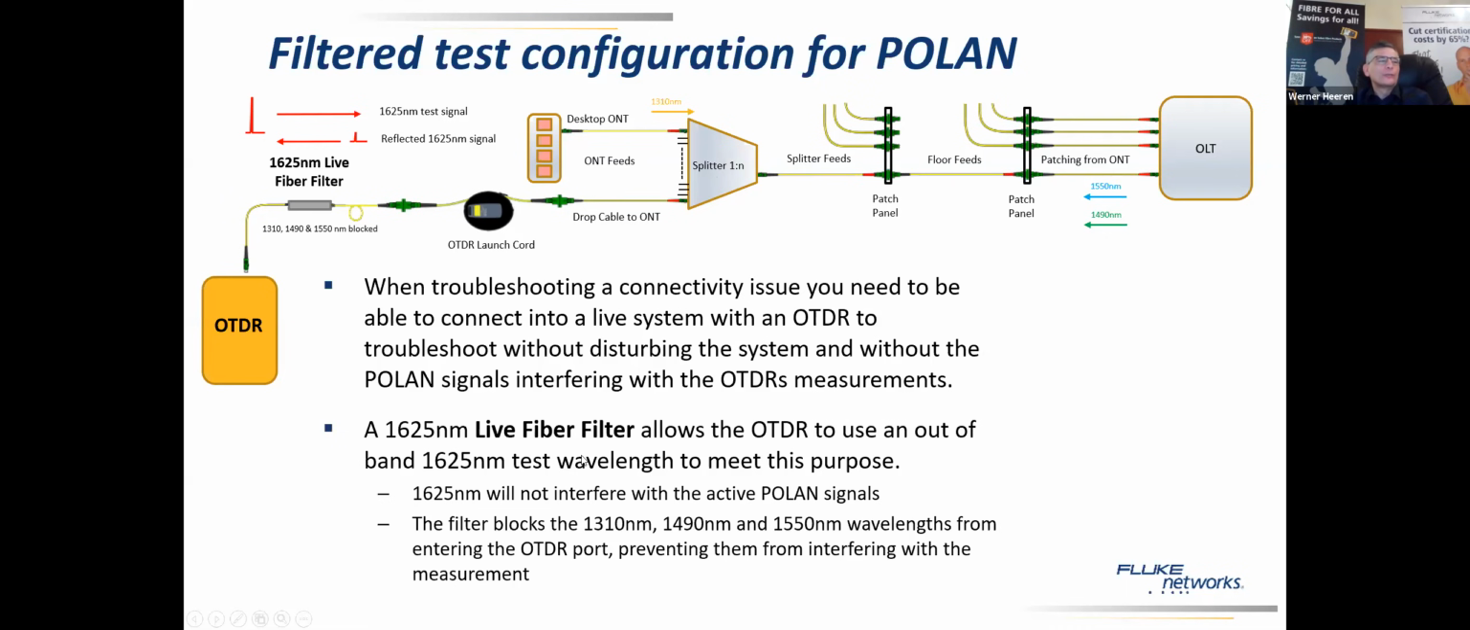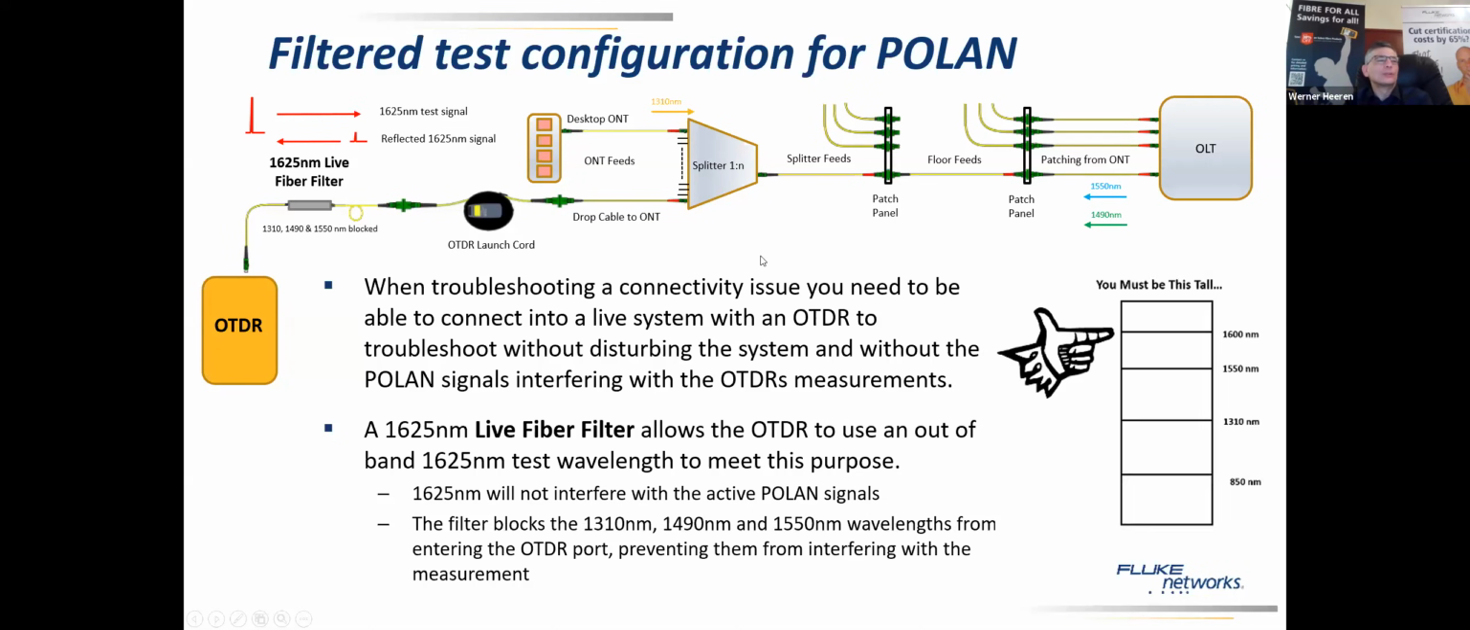So a 1625 live fiber filter allows the OTDR to use an out-of-band 1625 test wavelength for this purpose. Out-of-band means out of the typical band you use for your applications, for your video streaming, your email, etc. And it will not interfere with your active network signal. The filter will block all these active lights so they do not come into the OTDR port and prevent them from entering or interfering with your OTDR trace.